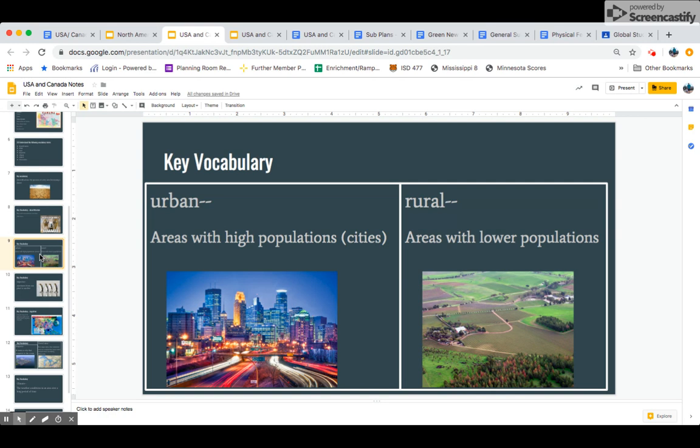Next slide. We have urban and rural. Urban are areas with high populations or major cities, and rural, those are areas with lower populations. And there really is no exact way to decide between the two. It just kind of happens. Like, we can all agree that Minneapolis and St. Paul is an urban area.